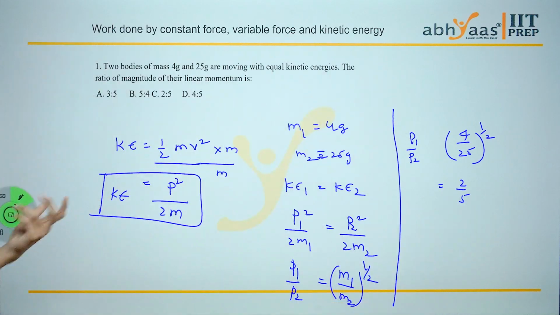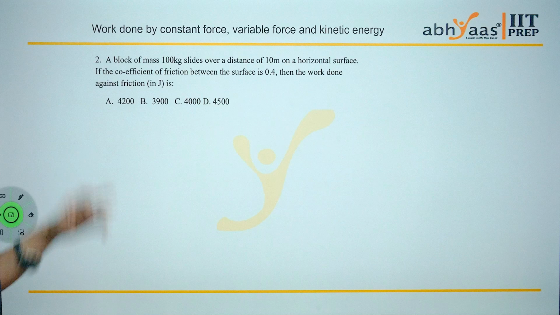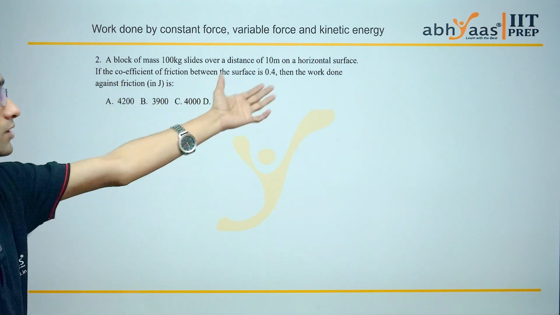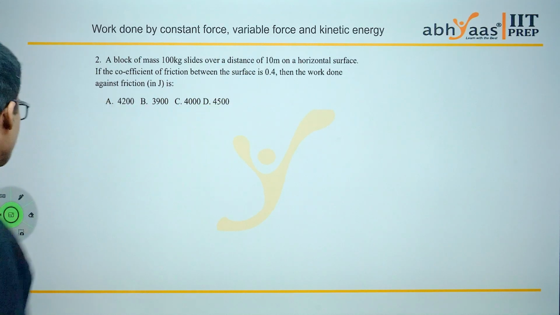It's simple, you can just calculate the things. This is the first one, very simple, right? Now going to the second one. A block of mass 100 kgs slides over a distance of S equal to 10 meters over a horizontal surface.